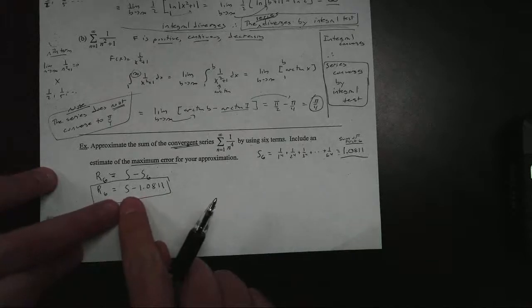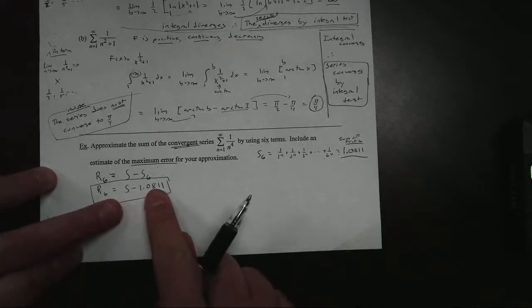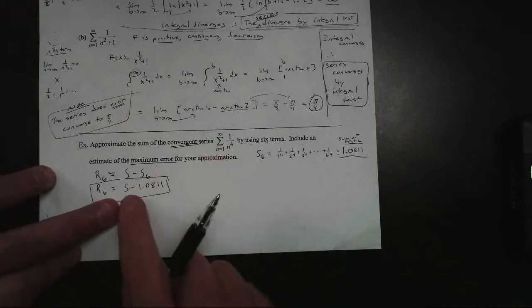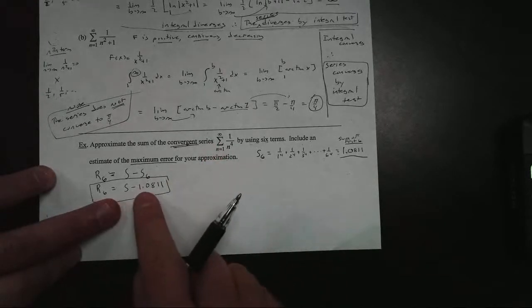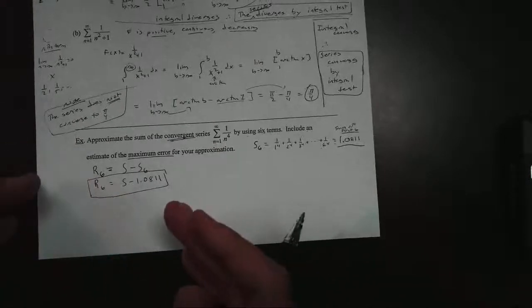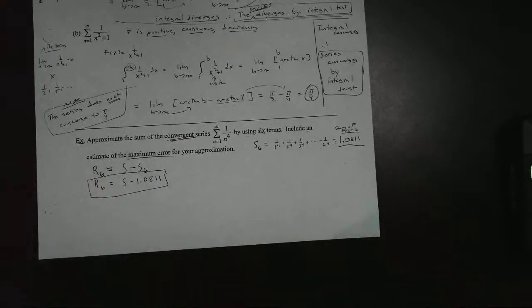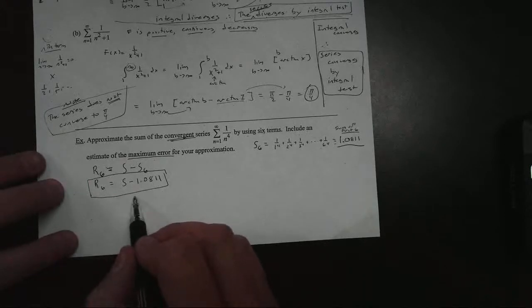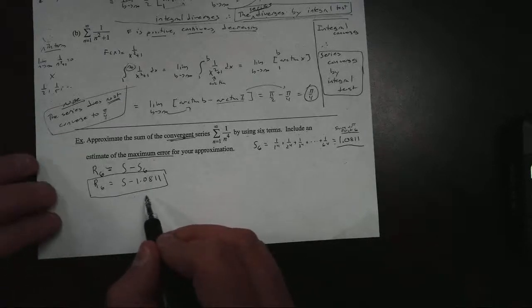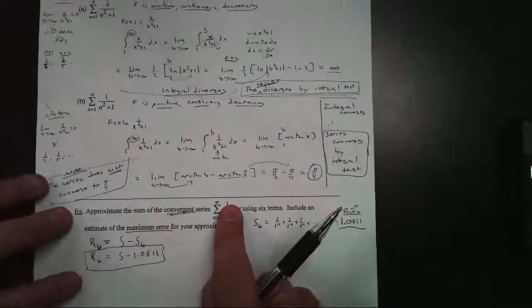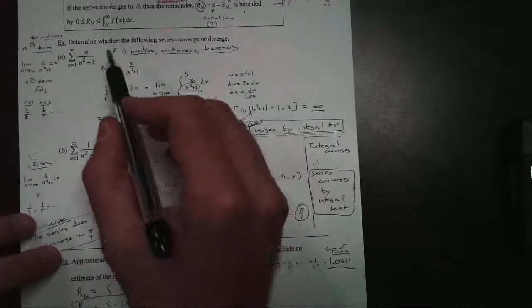Now, this number will give me the remainder. It'll tell me what my error is going to be in my approximation. If I take the actual sum minus the sum of my first 6 terms, that's going to give me my error, how far off I am from the actual value. Now, we can use this to get a range of possible summations to the infinite terms. We do this by looking up here.